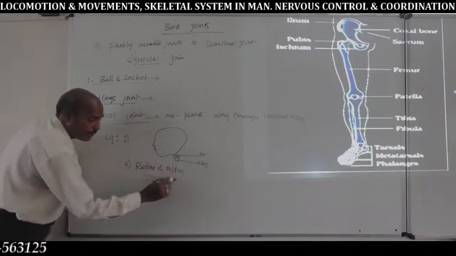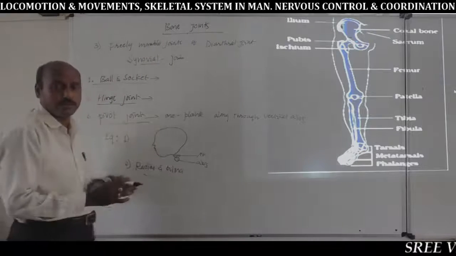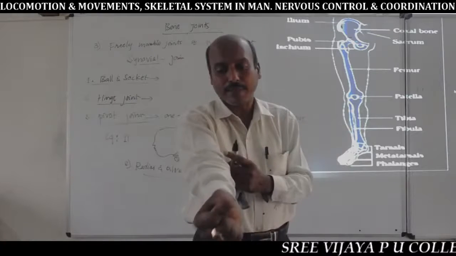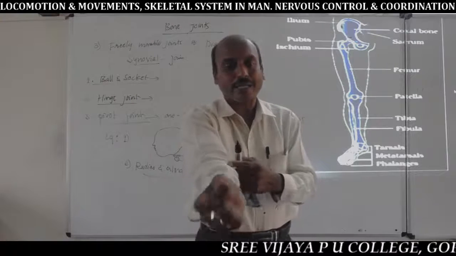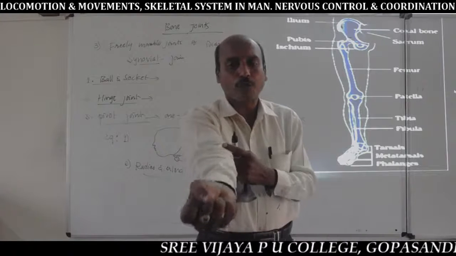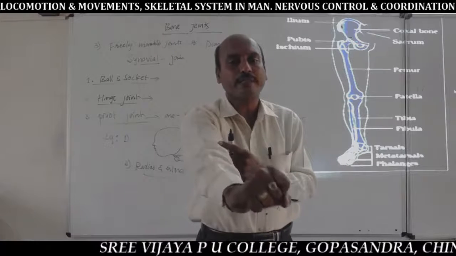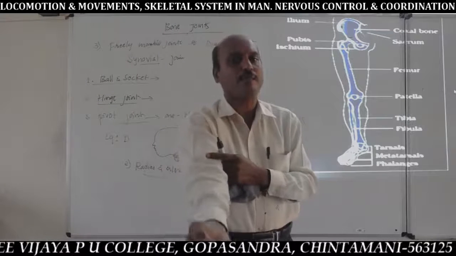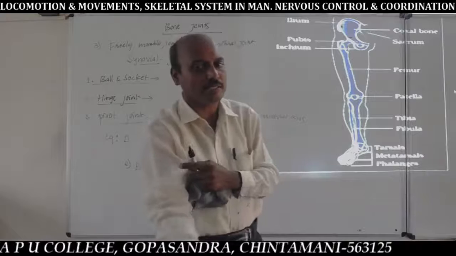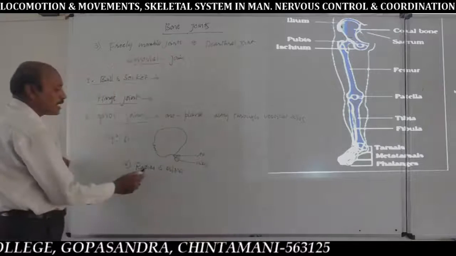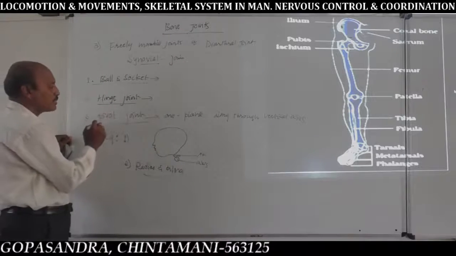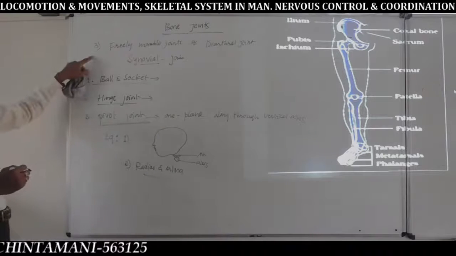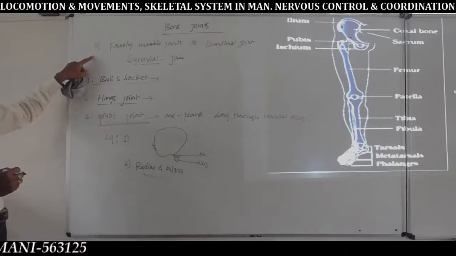Radius and ulna bone of the forelimbs. See, this is the point of radius and ulna. See my hand, here the radius and ulna bones show movement only in this plane, only the vertical axis plane, never in the transverse axis. That's why the radius and ulna bones are good examples of pivot joint. That is also a type of freely movable joint.